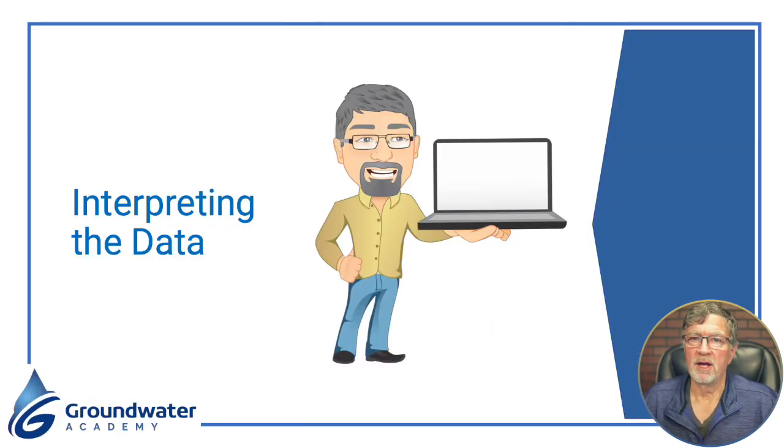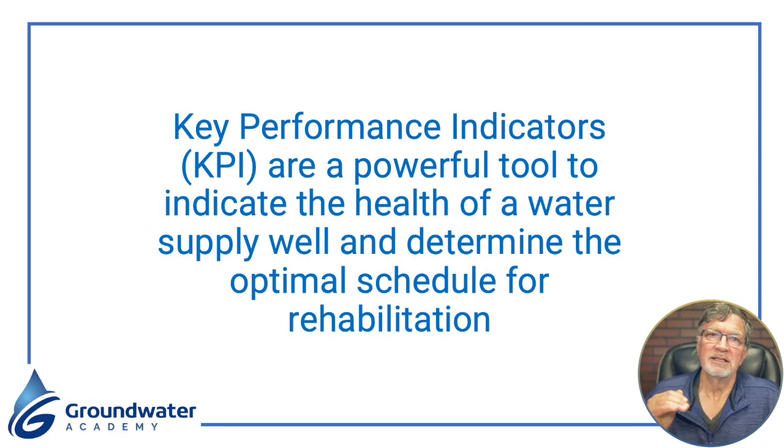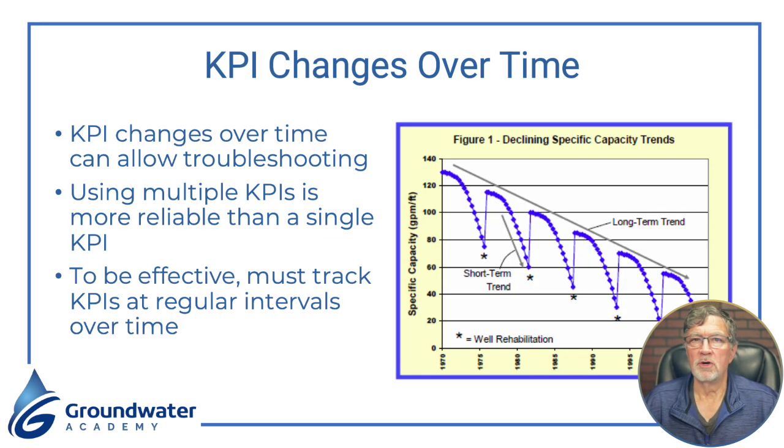So, okay, interpreting the data. Key performance indicators, KPIs, are what we use. They're a powerful tool to indicate the health of a water supply well and determine the optimal schedule for rehabilitation. So we look at KPI changes over time. Tracking trends is going to be very important.